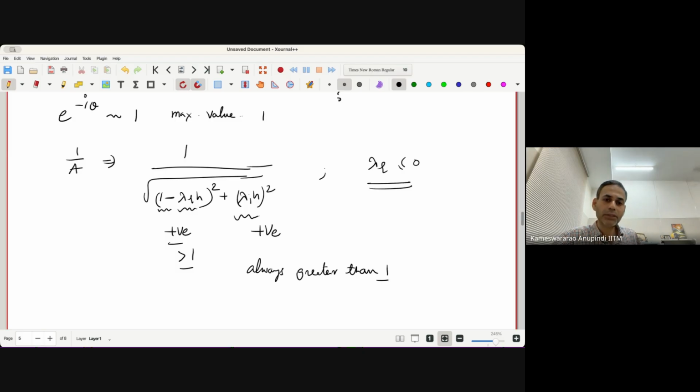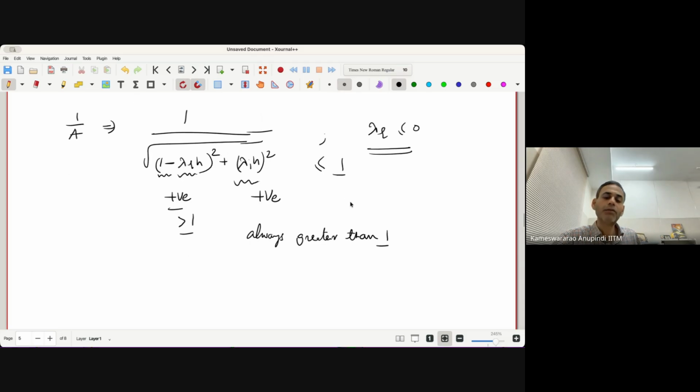Right? It is always positive and greater than 1. When you have 1 divided by something that is positive and greater than 1, this is always going to be less than or equal to 1, right? In fact, always going to be less than 1.